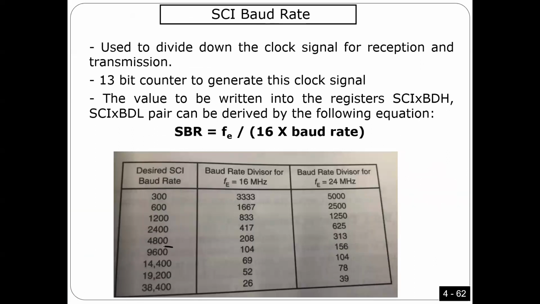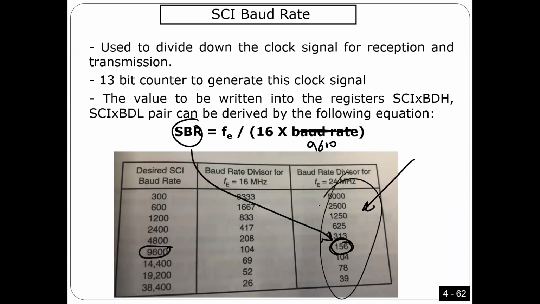So, for example, if I want to select this bit rate, if I just plug in 9600 here, you will find this value. I already gave you all the possible values here, 156. I'm explaining how I came up with these numbers. I take this bit rate, I put it here, and this is the number I'm going to use in the configuration.